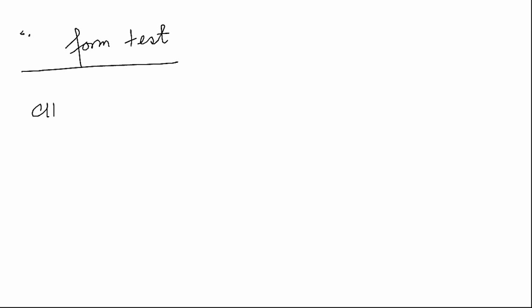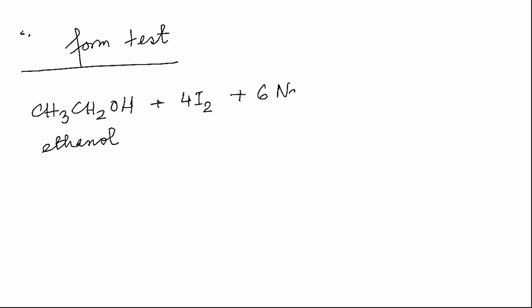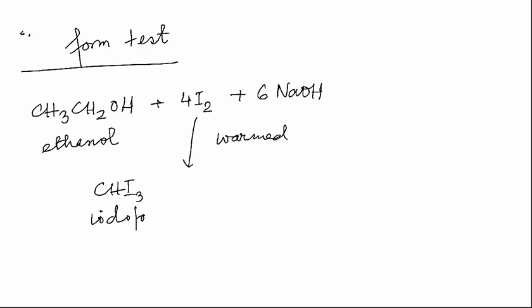can be written as CH3CH2OH, ethanol, plus 4 molecules of iodine, plus 6 molecules of sodium hydroxide, and this when warmed will give CHI3, which is iodoform, and iodoform is a yellow colored compound.